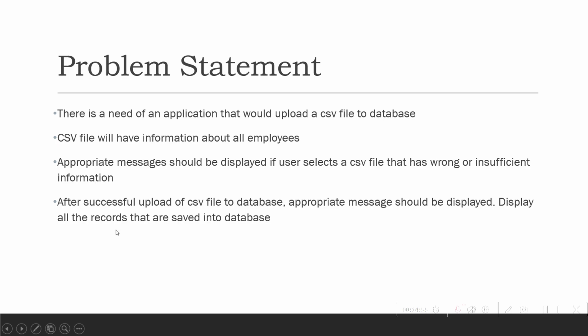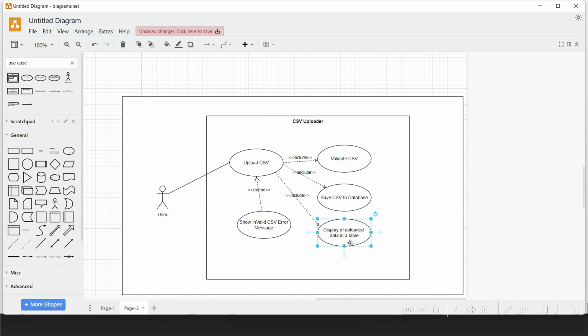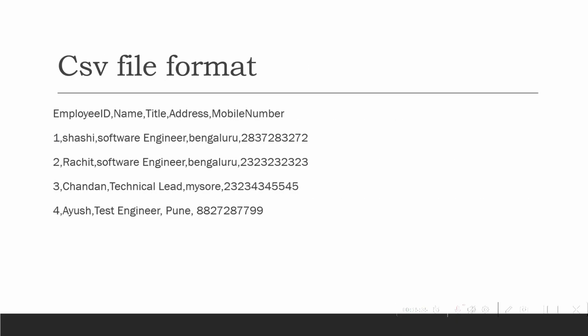Then after successful upload, an appropriate message should be displayed and all the records saved into the database should be displayed. This is one confirmation message which we need to give to the user, so I have mentioned it here as a separate use case. These three use cases, validate CSV, save CSV, and display CSV, will not actually be invoked directly by the user. They have an include relationship with upload CSV, which is the main use case executed by the user.